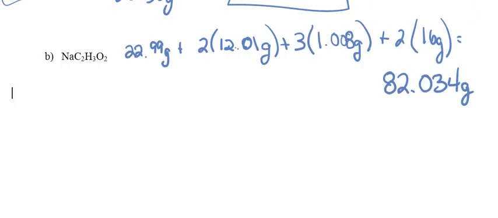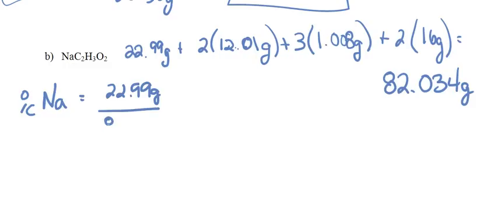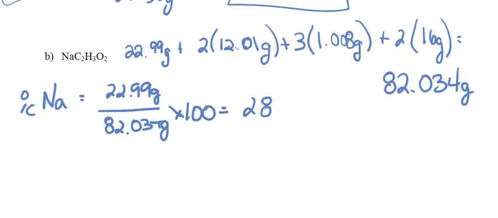So percent of sodium is equal to 22.99 grams over the total mass, 82.034, times 100. I'm going to do it on my calculator. 22.99 divided by answer times 100. So 28.0%. Let's go one decimal place. Okay. And those should say percentages.